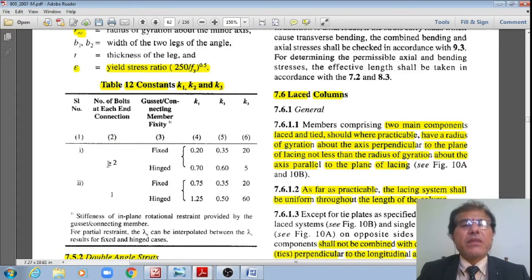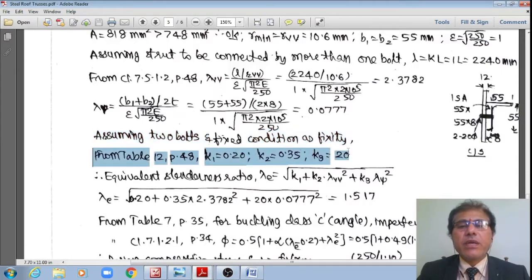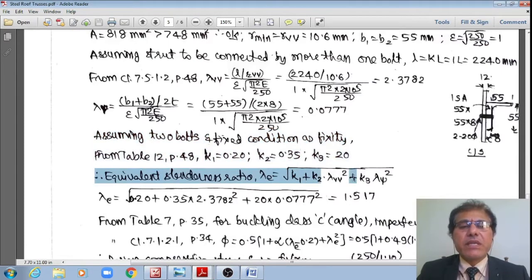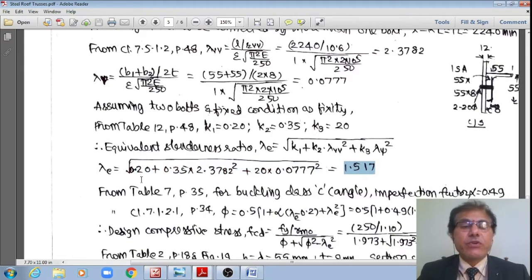Yes, right. Therefore, from Table 12, number of bolts greater than or equal to 2, I am assuming fixed. Therefore, in this first row K1 is equal to 0.2, K2 is equal to 0.35 and K3 is equal to 20. I have just noted these down here. I'll be substituting into this equivalent slenderness ratio formula. Lambda E is equal to under root of 0.2 plus 0.35 multiplied by lambda VV, 2.3782 whole square, plus K3 is 20 multiplied by 0.077 whole square. It works out to 1.517 as the equivalent slenderness ratio. Please make a note. This is the equivalent slenderness ratio, not the actual slenderness ratio.